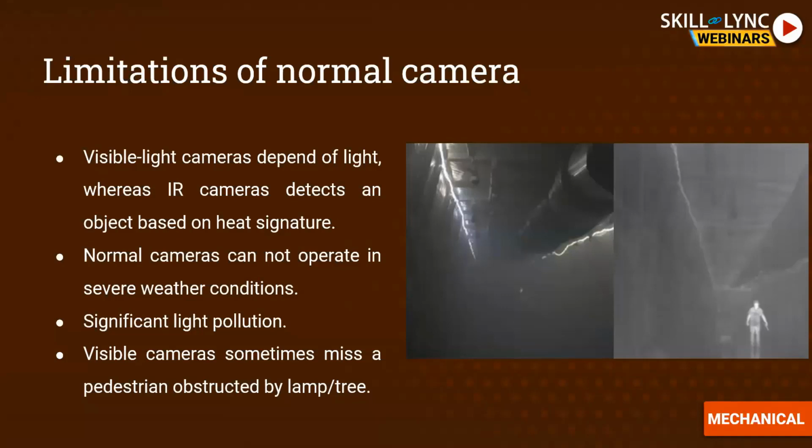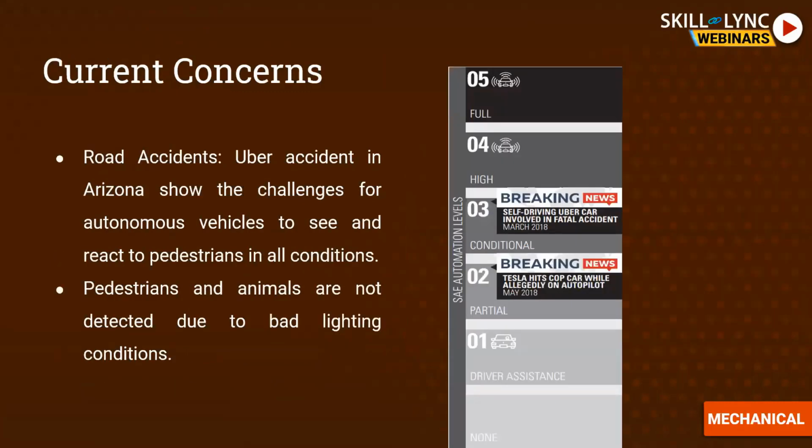In the last point, you can see visual cameras sometimes miss a pedestrian obstructed by a lamp or tree. That is also one of the biggest disadvantages. The problem is if you're standing near the road, beside a tree, a normal camera won't be able to see the pedestrian. And if a pedestrian tries to cross the road, there will be a severe accident. When I talk about accidents, these are the current concerns that researchers are trying to deal with.